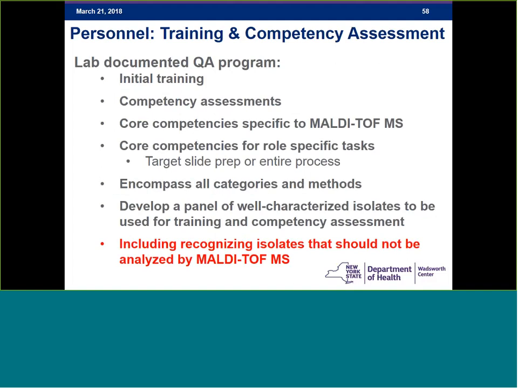Along with any new instrumentation, each lab should have a formal QA program that includes documented initial training and annual competency assessments. The competencies should include all specific tasks. For example, with MALDI, the competency must include everything from extracting and spotting the targets to running the instrument and cleaning the targets. A panel of well-characterized isolates should be used for training and competencies to ensure consistency among users. This should be a mixture of easily analyzed and more challenging isolates. More importantly, the training needs to include recognizing isolates that should not be analyzed by the MALDI-TOF MS.